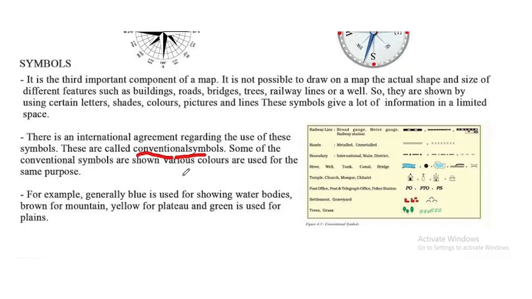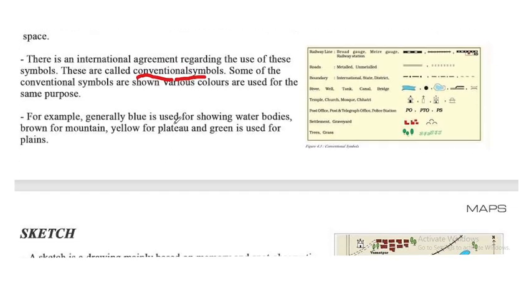Various colors are used for the same purpose. For example, generally blue is used for showing water bodies, brown for mountains, yellow for plateaus, and green for plains. So these are some general symbols.